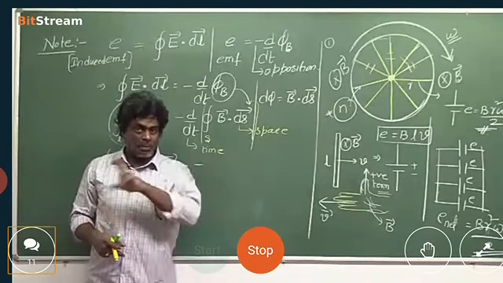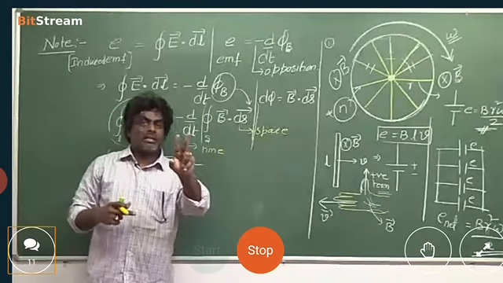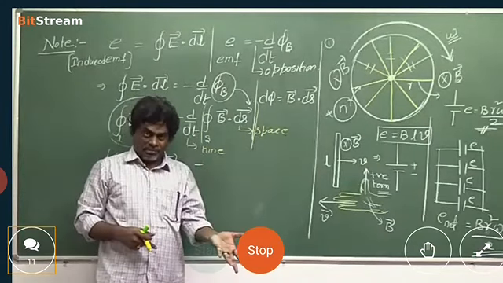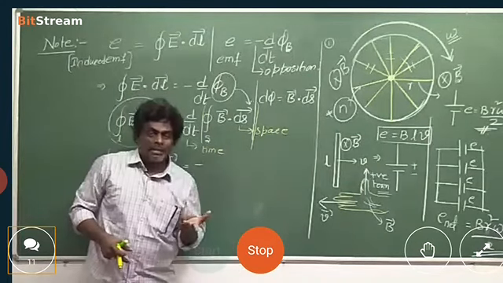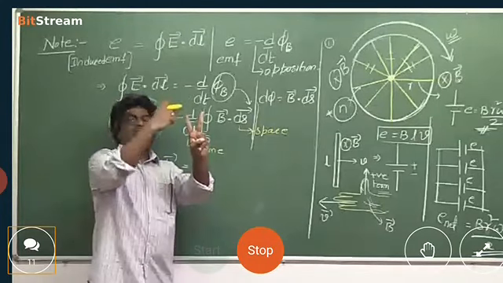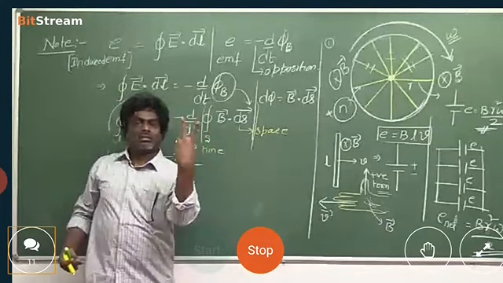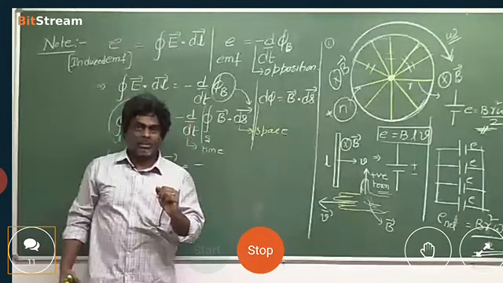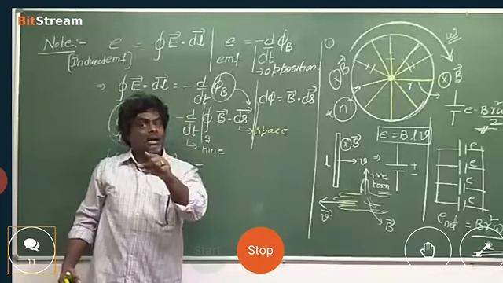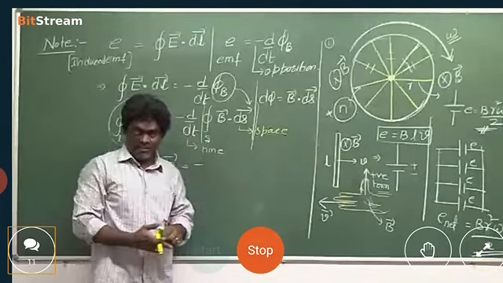AB equal to BA. Whenever two operators are independent, they will commute with each other. Space and time are independent. If two operators are independent, first operation, second operation is nothing but second operation, first operation. That means order is not important, only when both operators are independent of each other.